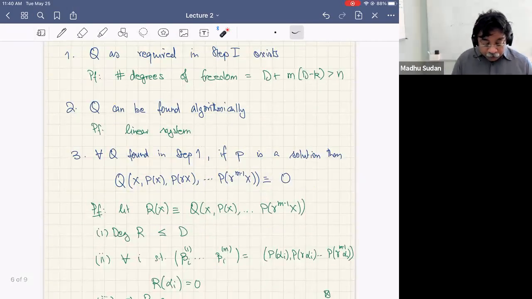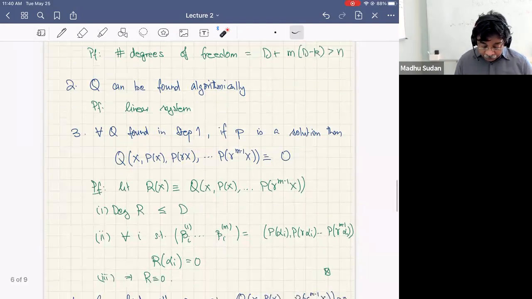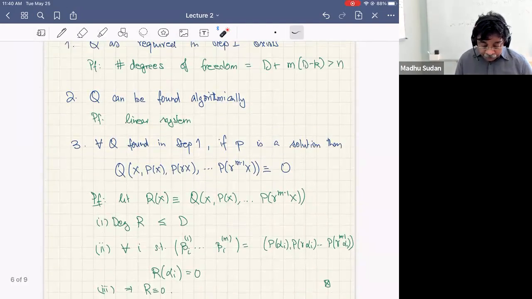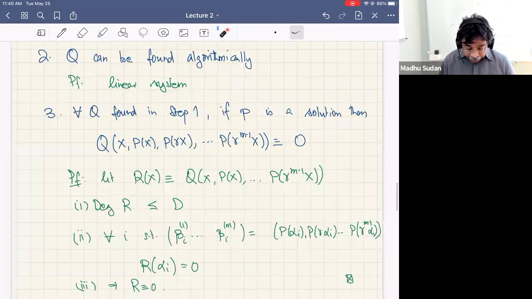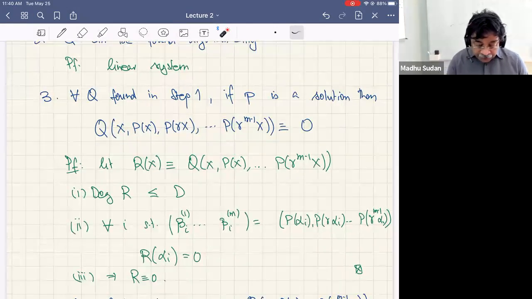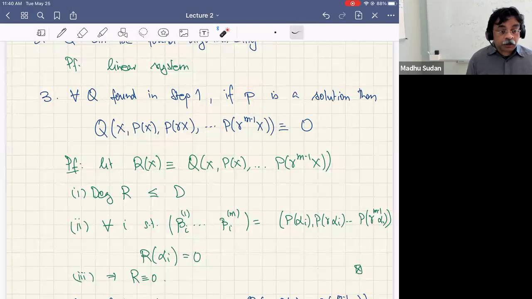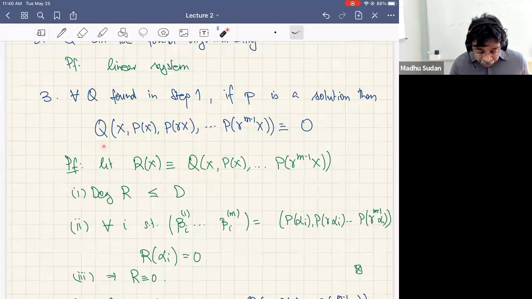For every Q, and this is something that I haven't said so far, but now we're going to claim this. For every Q that you find, if P is a solution where there is lots of agreement, then we will have that Q of X, P of X, P of gamma X, and so on to P of gamma to the M minus 1 X is 0.